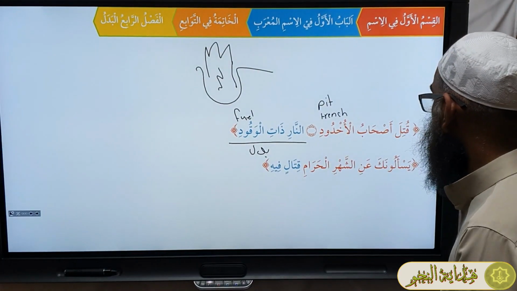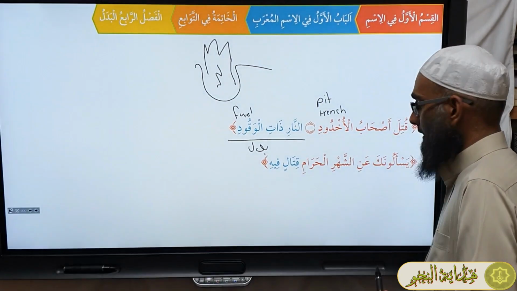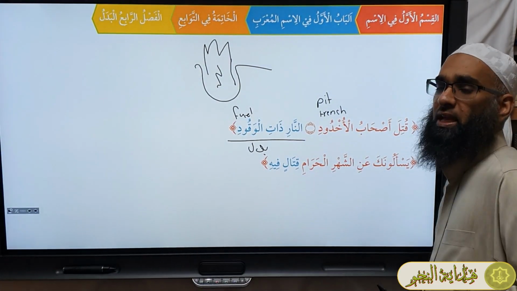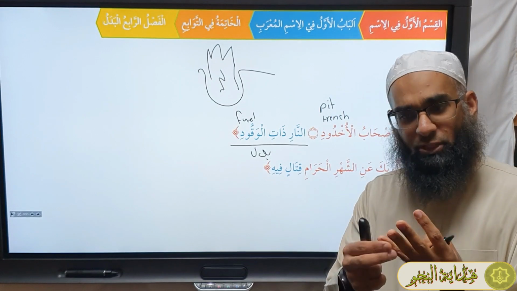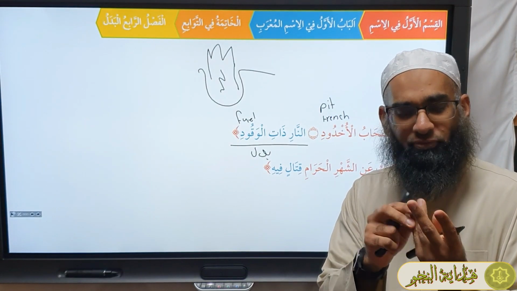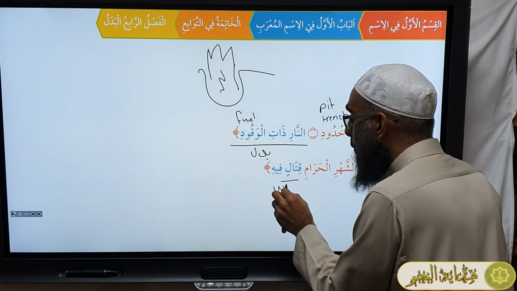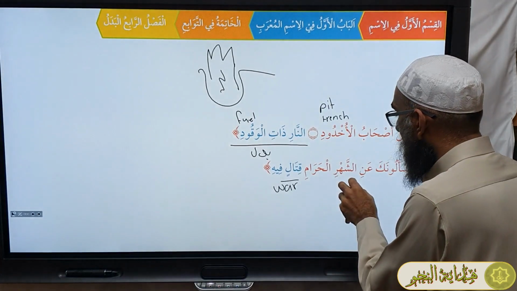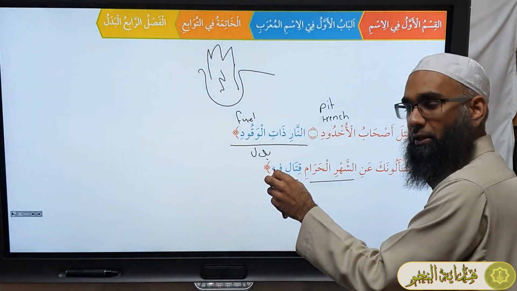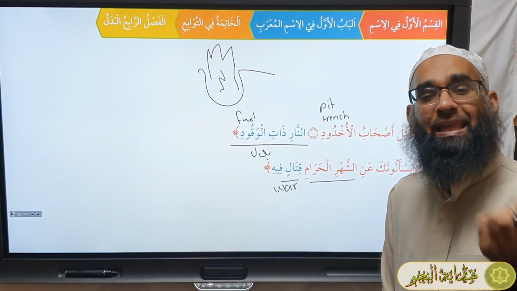Do you understand? Yes? Yas'alunaka 'an al-shahr al-haram. The companions ask you regarding the sacred months. There are 4 sacred months. So are they asking about one of the months? 2 of the months? 3 of the months? All 4 months? No. They're asking you regarding war in the sacred months. What's the ruling of war in the sacred months? So they ask you regarding this. So this is what? Badal al-Ishtimal. The badal is something linked to the Mubdal Minhu.